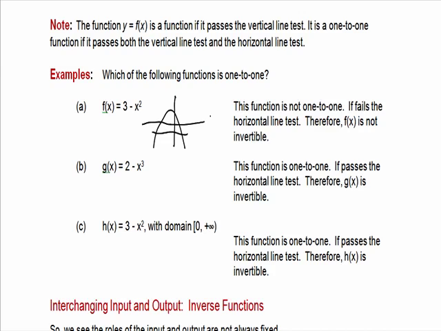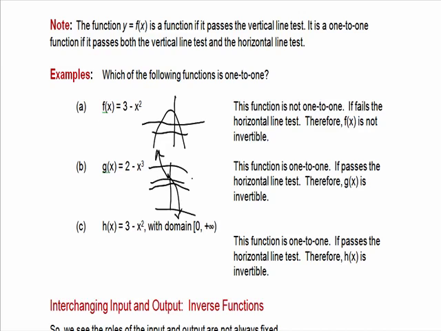If I looked at 2 minus x cubed, if I looked at that particular function, what I would notice if I went to graph that is it would look something like this. And this particular function would pass the horizontal line test. So therefore g of x would be invertible.